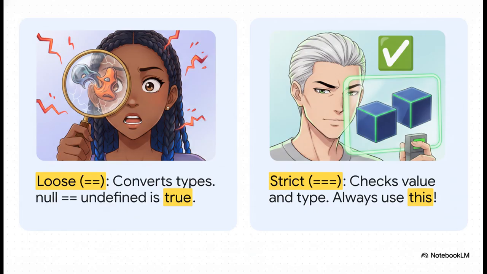An empty string equals 0, true. And null equals undefined is also true. As you can imagine, this is a massive source of bugs. The fix? Always use strict equality, the triple equals sign. Strict equality checks both the value and the data type. So 1 === "1" is correctly identified as false.